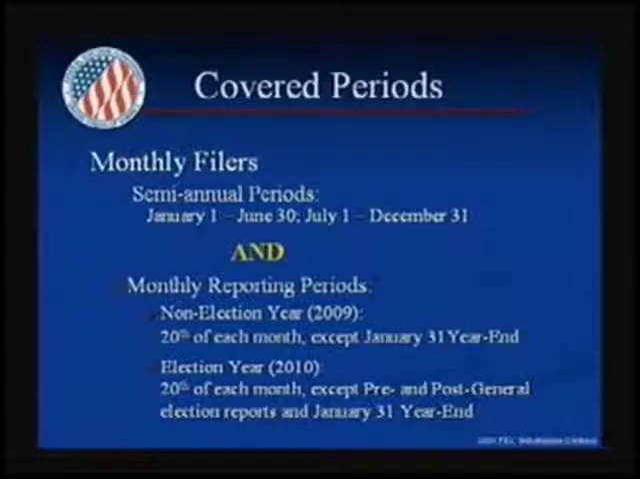Okay, the last type of committee we want to look at are monthly filers. Monthly filer covered periods are going to be that semi-annual period in addition to the monthly periods that are covered each month, due the 20th of the next month. And for monthly filers, whether it's the election year or non-election year, they're always filing on a monthly schedule. However, in the election year, monthly filing PACs do file pre- and post-general election reports, and they would have those shortened periods, as we talked about with the campaigns.